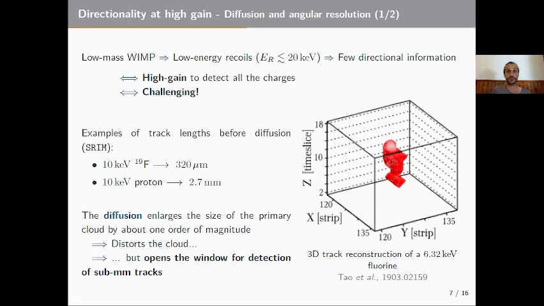And this is quite a big concern, because usually people try to reduce the influence of diffusion. And here we observed in our detector that it seems to improve our angular resolution when we are looking at very short tracks, below 1 millimeter.